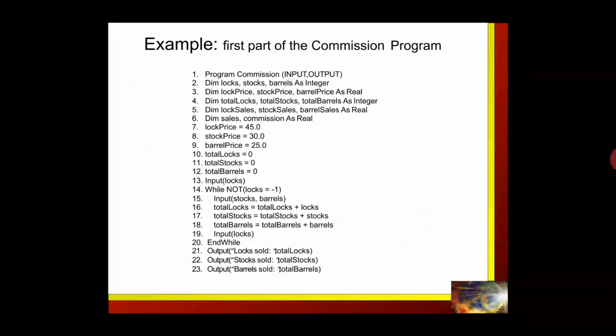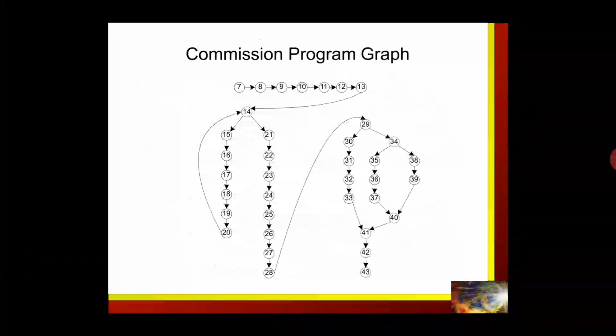For example, take the commission problem. I have written this commission problem by representing each statement as a line number. This line number serves as a node. The first node is the program commission definition. Second, of course, there is a declaration statement.